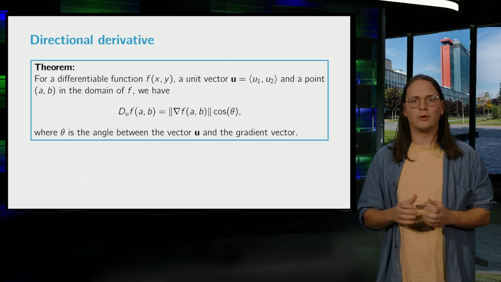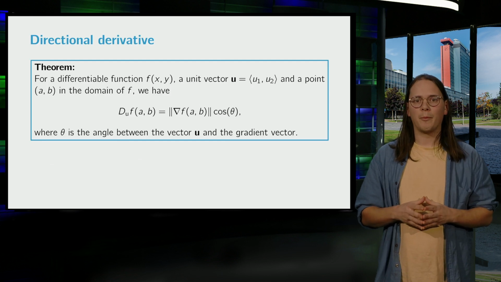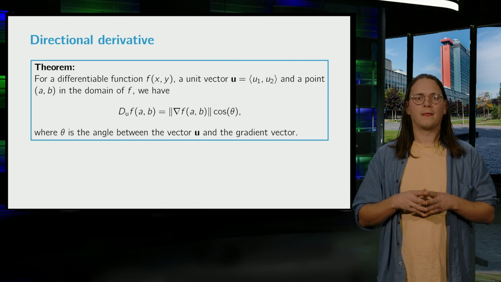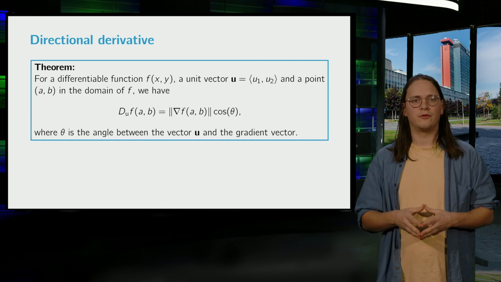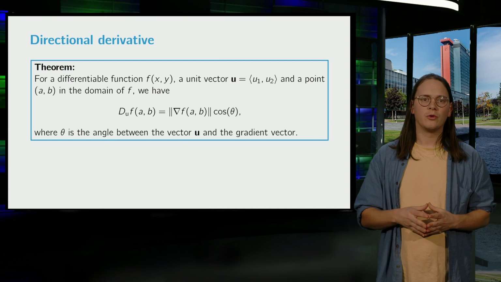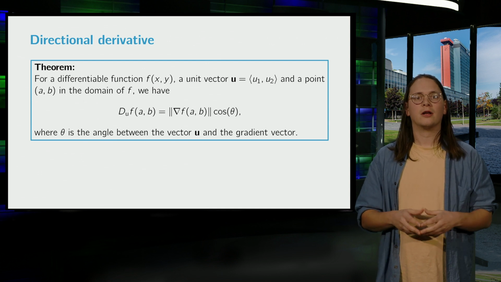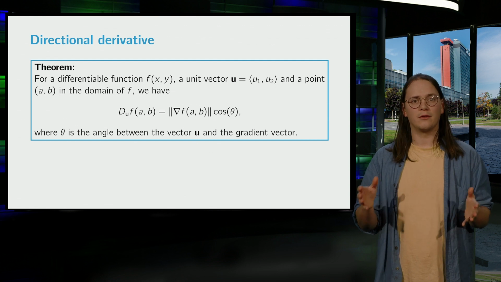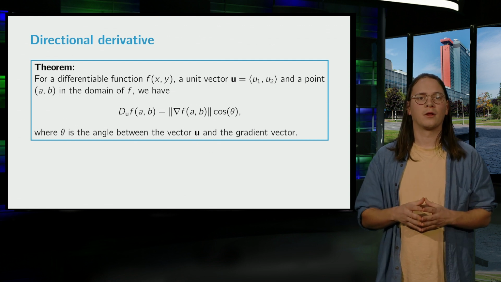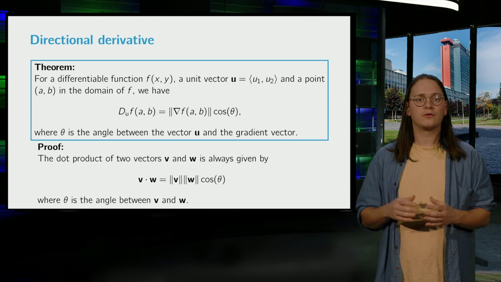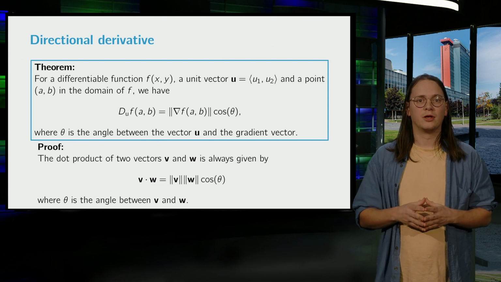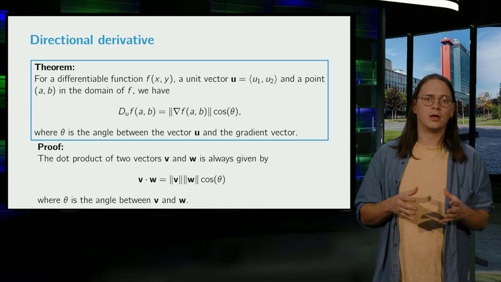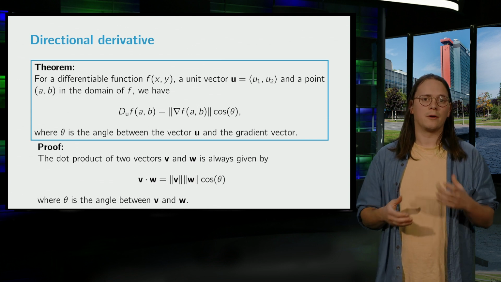The conclusions we will make during this lesson are all based on the formula you can see on the slide. It states that the directional derivative in the direction of the unit vector u is equal to the length of the gradient vector times the cosine of the angle theta between the vector u and the gradient vector. Indeed, this follows from the fact that the directional derivative is equal to the dot product of the gradient vector and u, since the length of u is equal to 1.